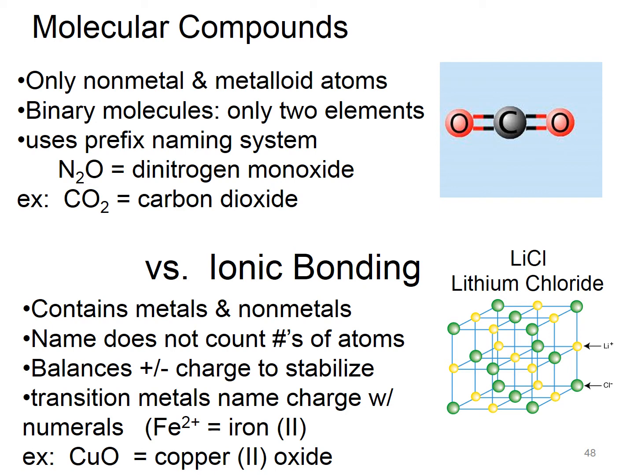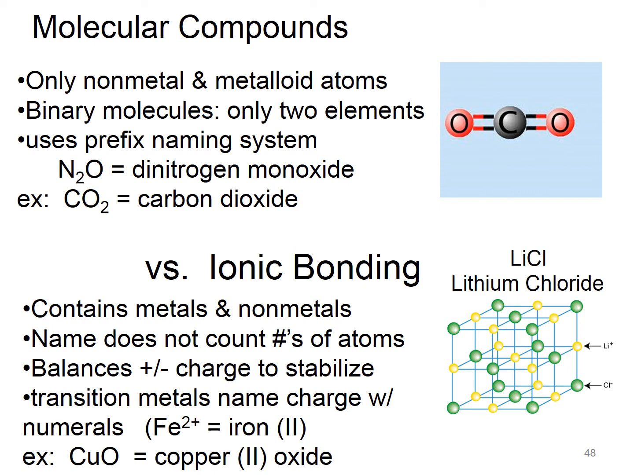Now, where this gets really tricky is that on this test, I'm going to switch back and forth between molecular compounds and ionic compounds. And I expect you to know which one is which. The easiest way to tell is that molecular compounds do not contain metals. Okay? The ionic compounds do. And that's the biggest difference.